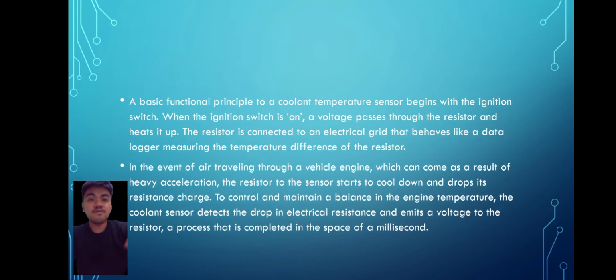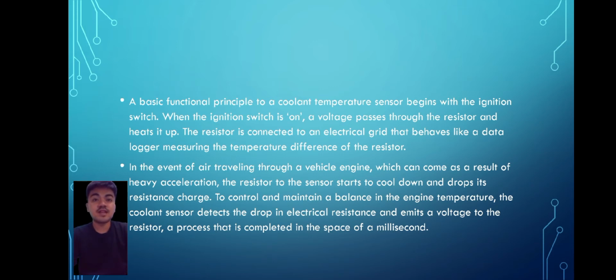A basic functional principle of a coolant temperature sensor begins with the ignition switch. When the ignition switch is on, a voltage passes through the resistor and heats it up. The resistor is connected to an electrical grid that behaves like a data logger, measuring the temperature differences of the resistor. In the event of air traveling through a vehicle engine, which can come as a result of heavy acceleration, the resistor and the sensor start to cool down and drop their resistance.